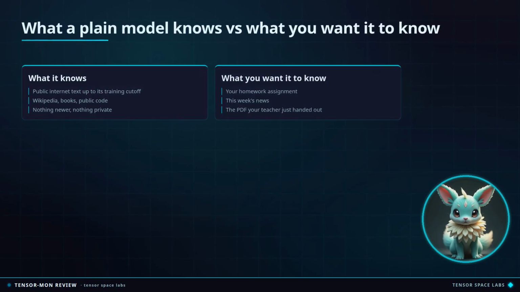Side by side. On the left, what the model was trained on. Public text, up to a cutoff date. On the right, the stuff you actually want help with. Your homework. Today's news. A document your teacher just gave you. None of that is in the training data.